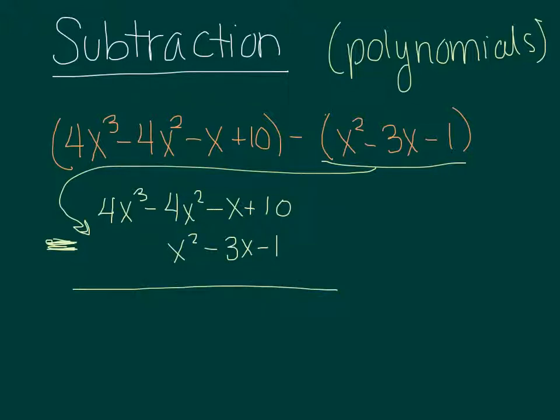So I've got 4x to the third minus, well, I didn't have anything to the third in the second polynomial, so that just stays the same. And then I have negative 4x squared minus x squared. So that's going to be negative 5x squared. And then I have minus x minus negative 3x. And you know that when you minus a negative, you actually end up adding. So that would end up being positive 2x.